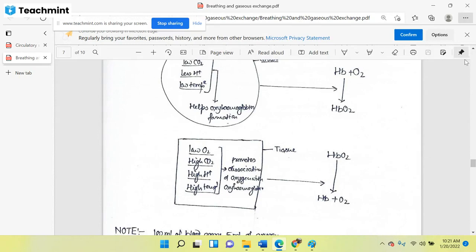So there would be certain different conditions which will promote the dissociation of oxygen from the oxyhemoglobin. So now the oxyhemoglobin becomes hemoglobin only. Okay, now what would be the different conditions?